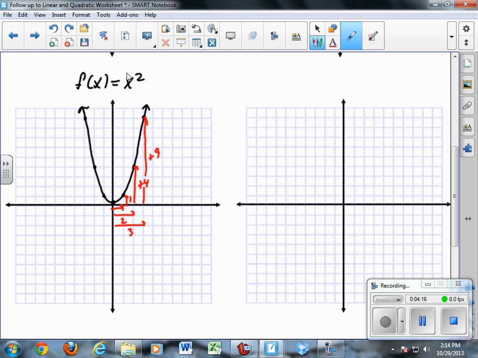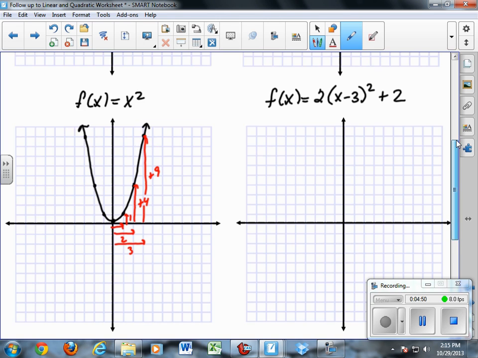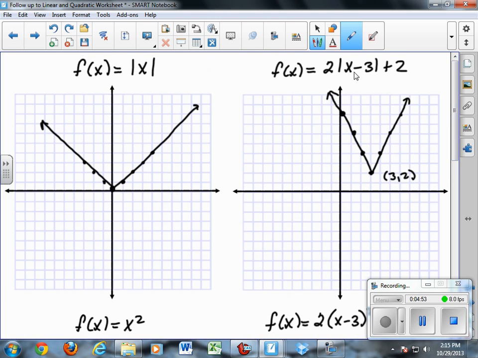Now if this number changes, the number in front of the squared term, then we will stretch or shrink the graph in the vertical direction. Let's apply the same transformation that we applied to the absolute value graph above. So we have f of x is equal to 2 times x minus 3, the quantity squared, plus 2. What I did was, the function in this case is squaring x. So when I put something inside the function, it means I subtract or add before I square. Just like up here, I subtracted the 3 before I took the absolute value. So that's inside the function.